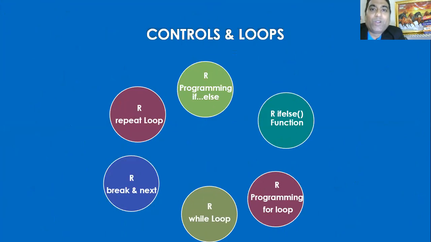Our next thing is controls and loops. Like any other programming language, we have controls and loops in our programming also. The first is if else, then while, then break and next, repeat, loop. So these are the controls and loops.